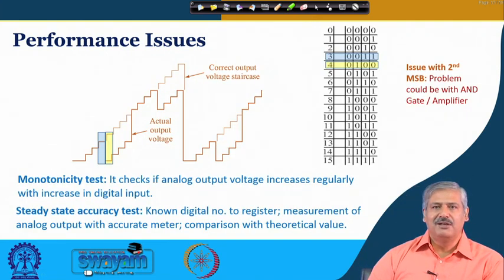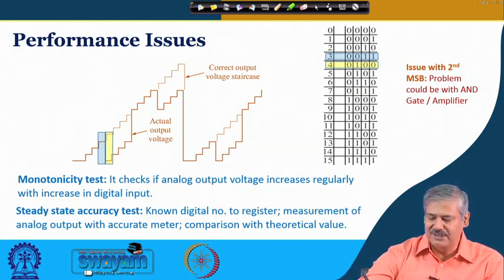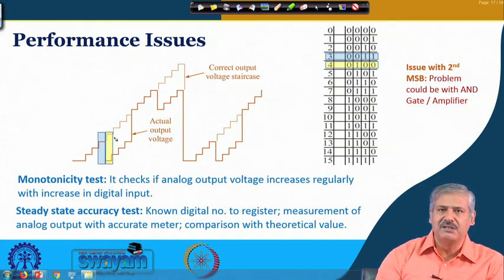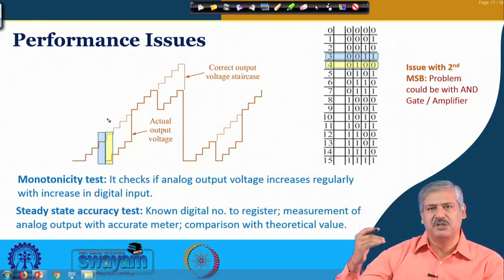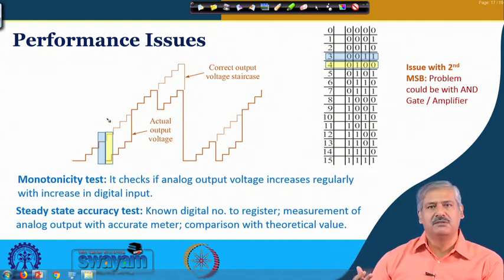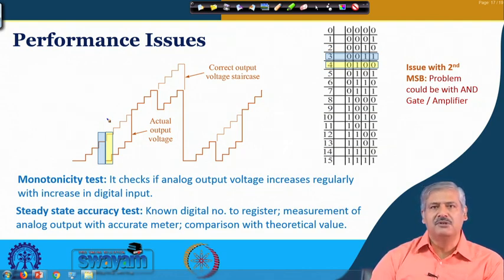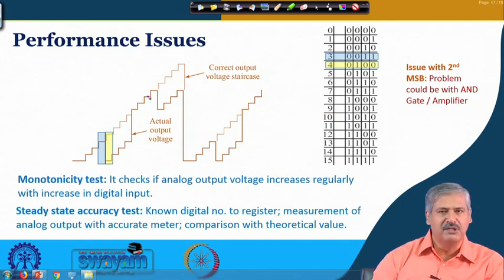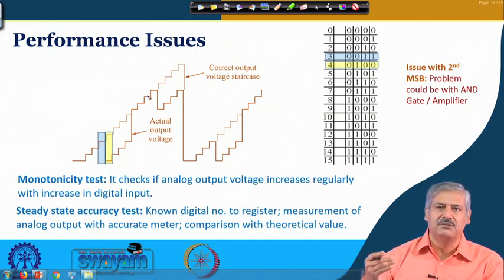Now when a DAC is made, we often consider the monotonicity test. Monotonicity means the output is gradually increasing at the same rate. If the digital input is gradually increased, the corresponding analog output should increase in this manner. These steps are, say, 1 volt, 2 volt, 3 volt if there is a 1 volt resolution, or 1 millivolt, 2 millivolt, 3 millivolt and so on if there is a 1 millivolt resolution, depending on your digital input. If your digital input is incremented continuously, one value at a time, then the output should increase in this manner.